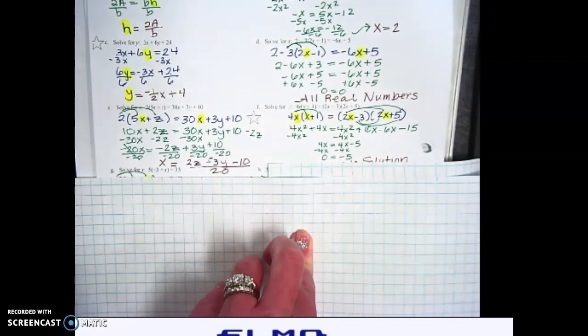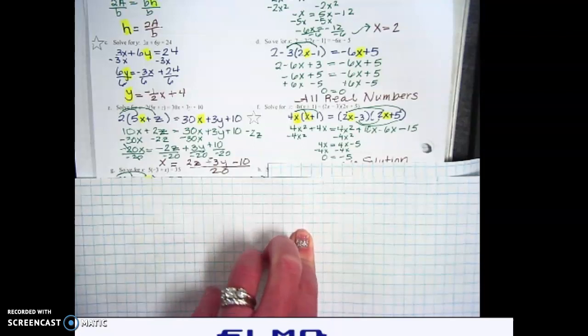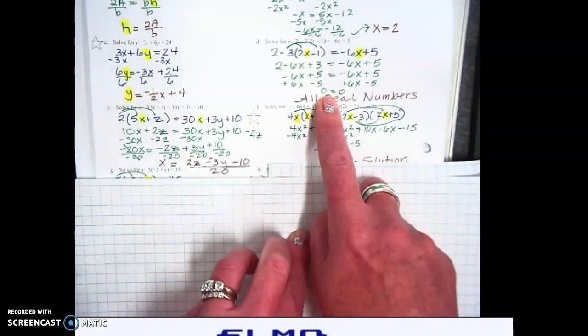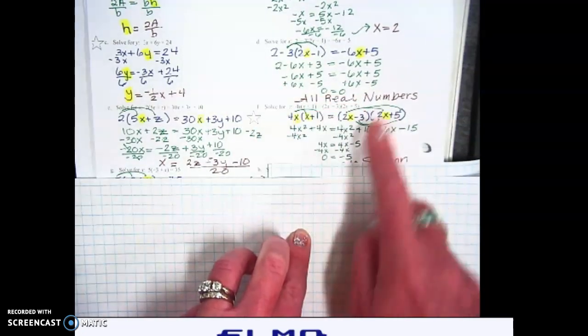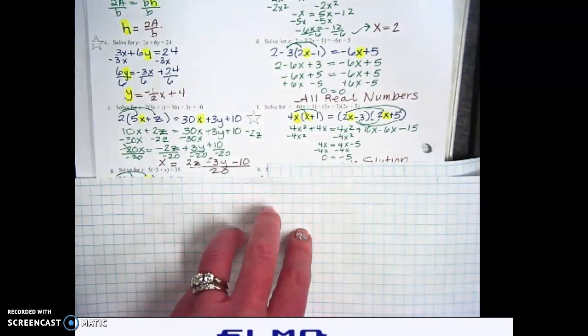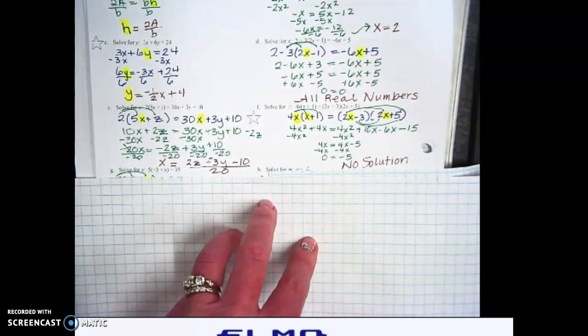What's weird about that answer? Yeah, does 0 equal negative 5? No. 0 equals 0. So remember in D, when we got 0 equals 0, we said all real solutions, but now we've got 0 equals negative 5, which it doesn't. So we say no solution. No solution on that one.